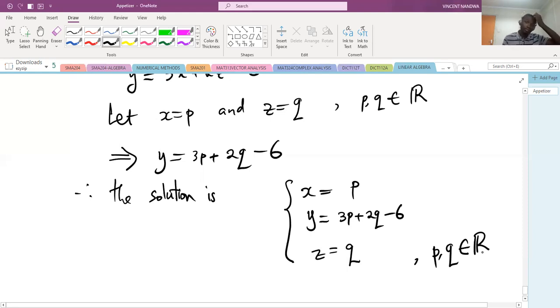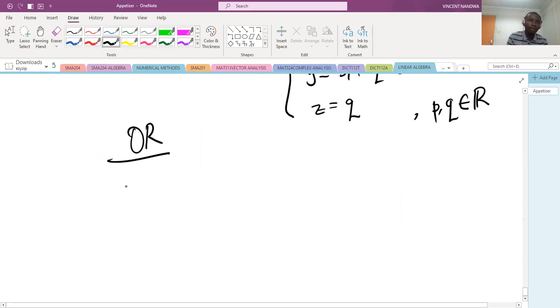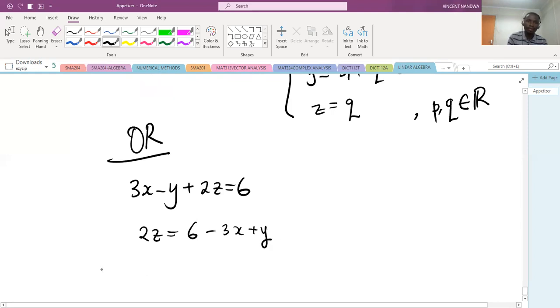Or you can say now, I don't want to make x or y the subject, but let me make z the subject. Say we had 3x minus y plus 2z equals to 6. So instead of making x or y the subject, let's make z the subject. So we have 2z equals to 6 minus 3x plus y. So this means that z equals, dividing through by 2, 3 minus 3 over 2x plus a half y.